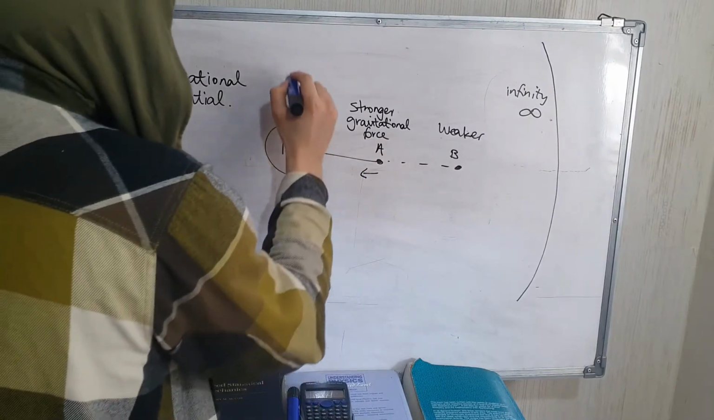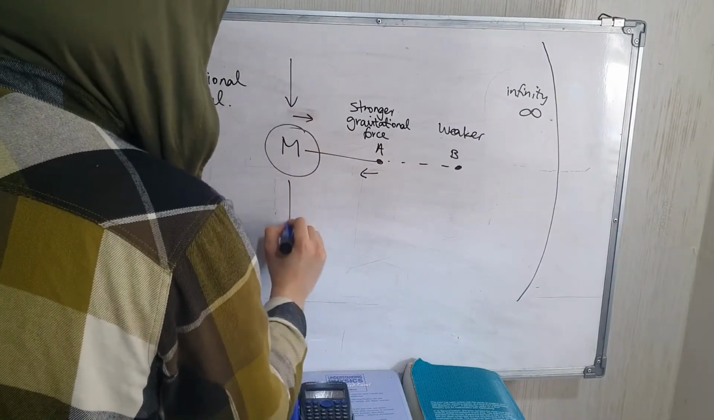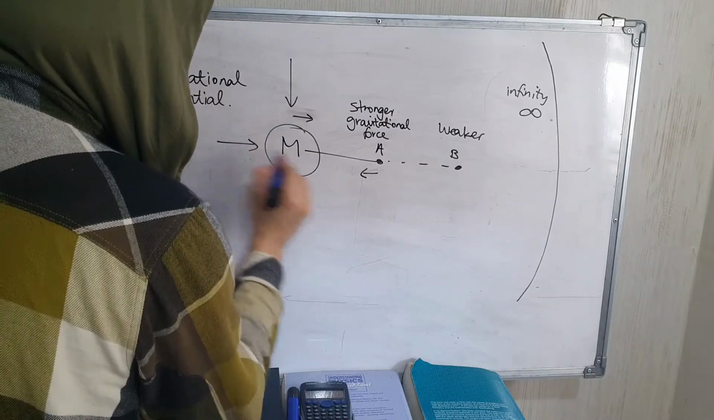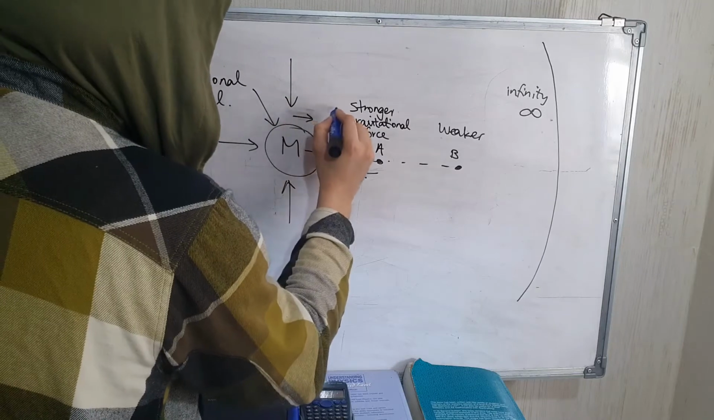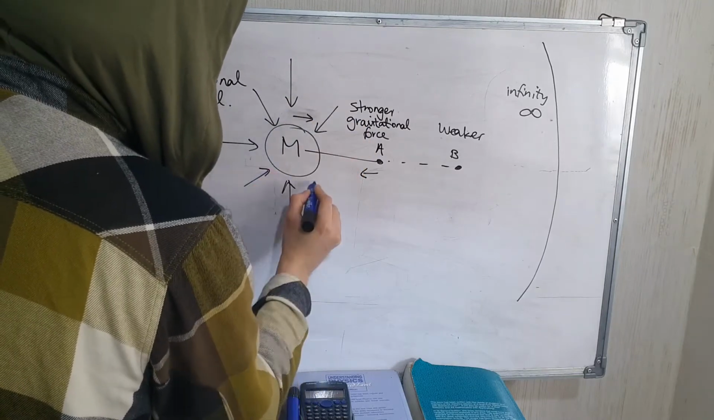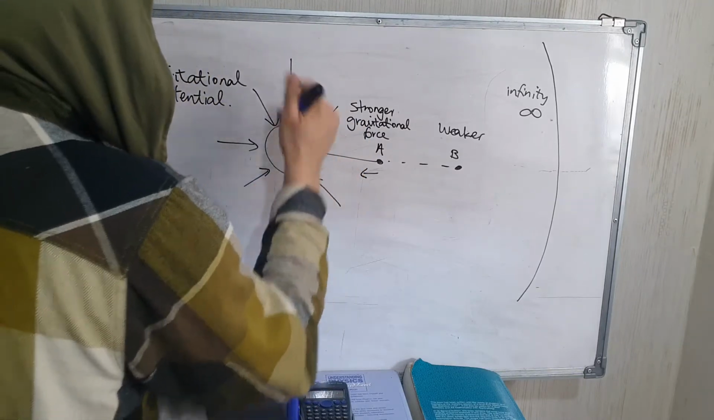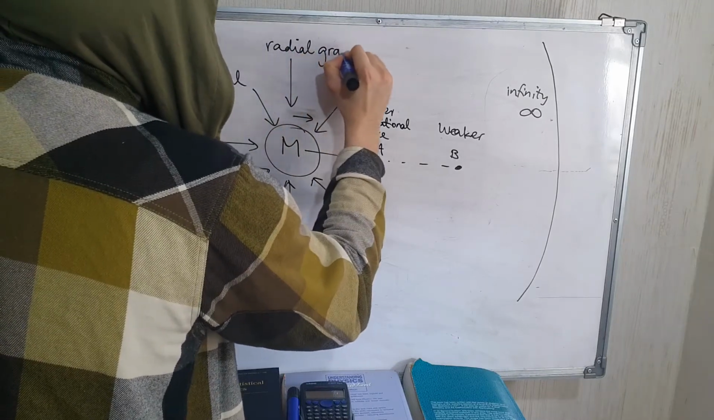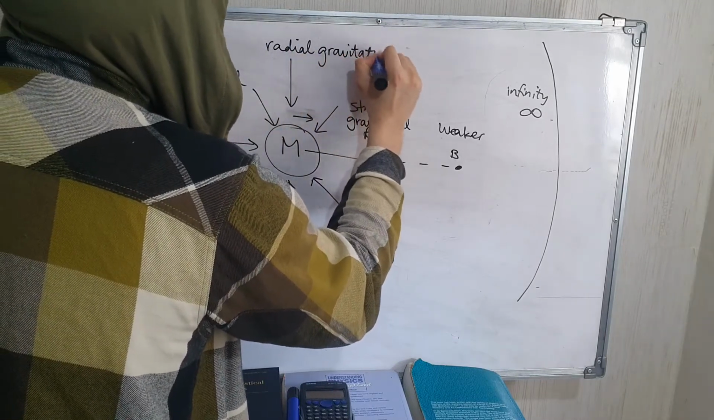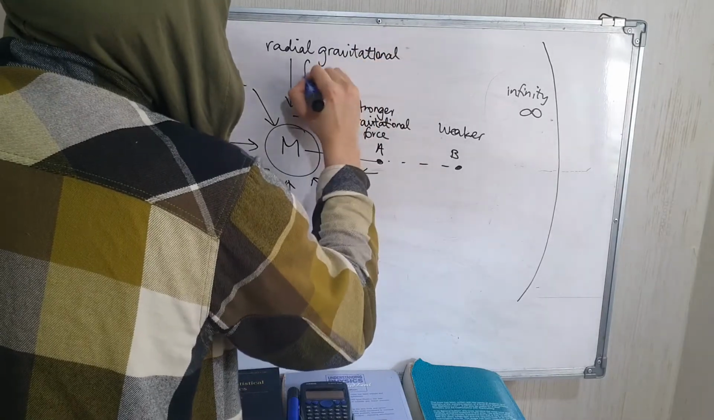Now, where's the field going? So the field should be going towards the center of the object. So these are the radial gravitational field lines.